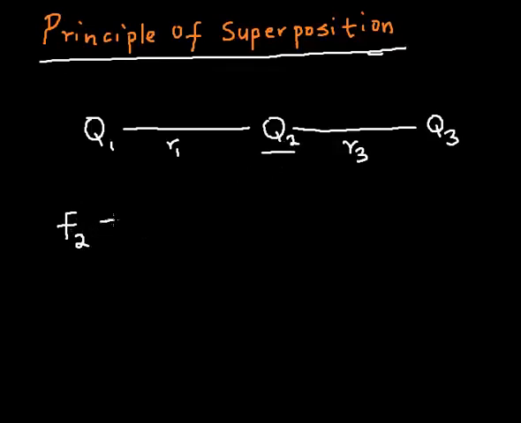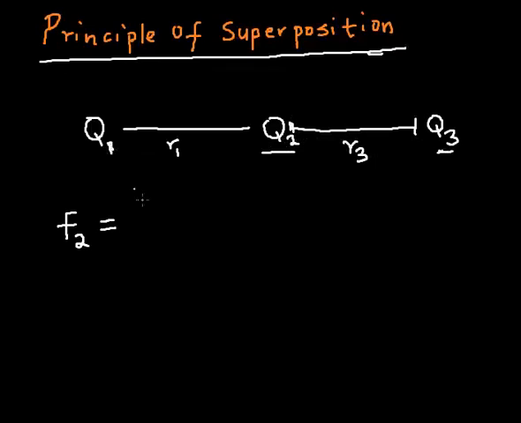Okay, so the electric force on Q2 is going to be due to the force of attraction or repulsion due to Q3, and the force of attraction or repulsion due to Q1. Because it's not only Q3, Q2 is actually having influence. The influence on Q2 is not just due to one charge. Okay, it's due to these two other charges, Q3 and Q1.